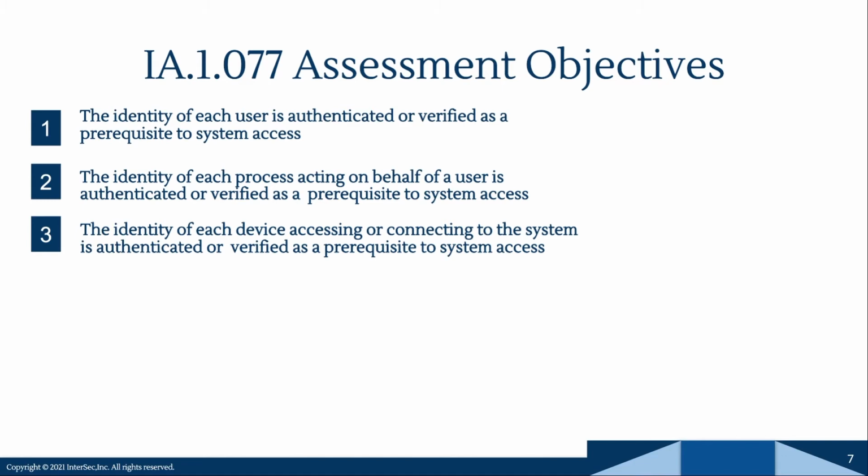For IA.1.077, there are going to be three assessment objectives. Let's go over them. The first, the identity of each user is authenticated or verified as a prerequisite to system access. Second, the identity of each process acting on behalf of a user is authenticated or verified as a prerequisite to system access. And finally, third, the identity of each device accessing or connecting to the system is authenticated or verified as a prerequisite to system access.